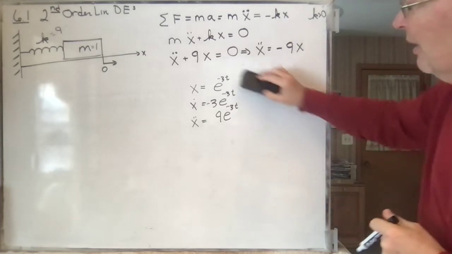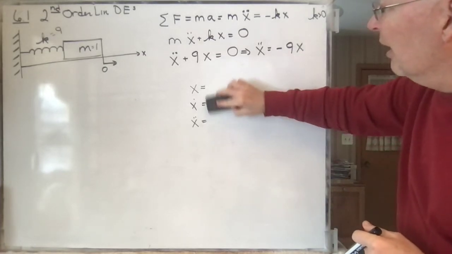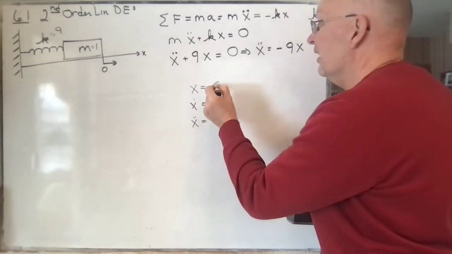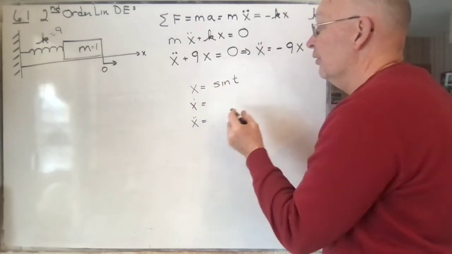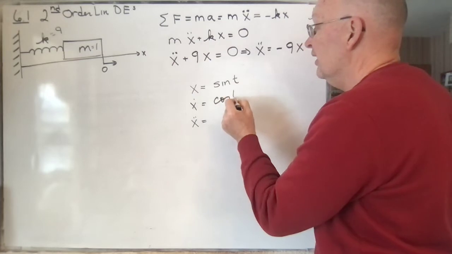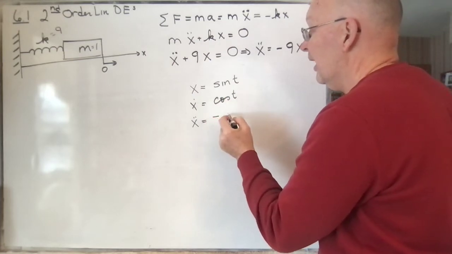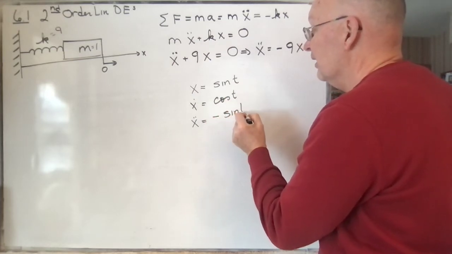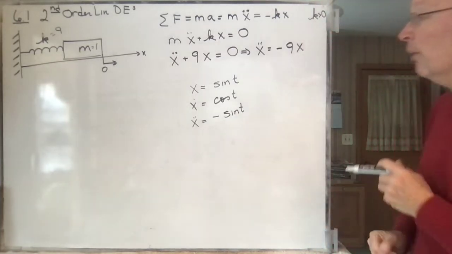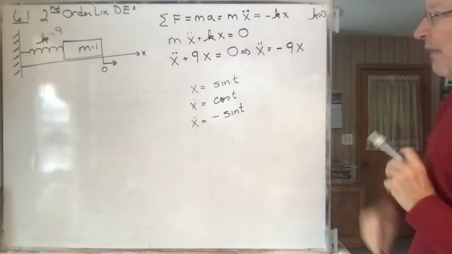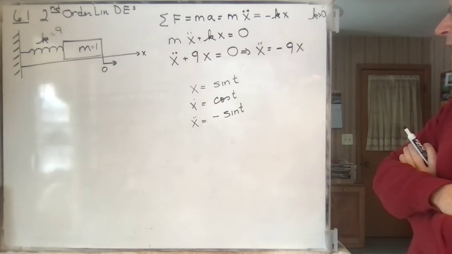Now maybe you're thinking, what about the sine of t? If you take the derivative, you get the cosine of t, and when you take the derivative of that, you get back negative sine of t. There's our one negative. That's what we want. The problem is we don't have the 9 there. So how can we get the 9 there now?